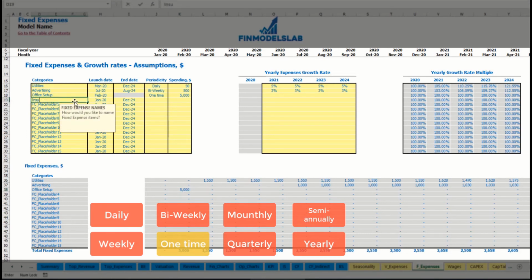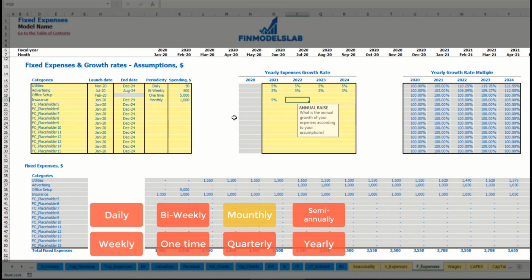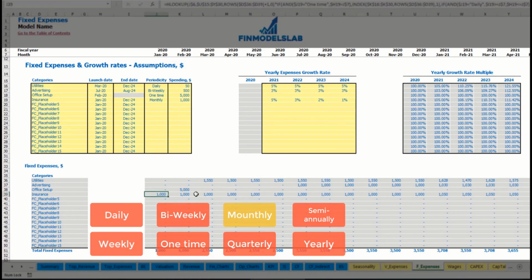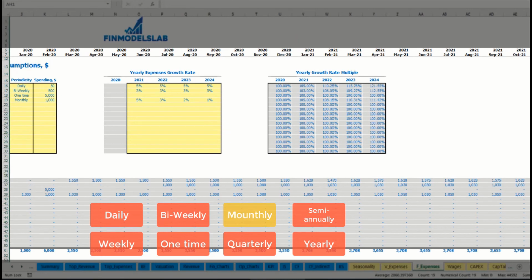Another option, insurance. Let it start from January 20 till the end of the model, and it can happen monthly with $1000 per month, with 5% of growth the first year, 3% of growth the second year, 2% of growth the third, and 1% year number 4. So you may see this calculation here. Starting from January 21, it will grow by 5%, which is $50. And starting from January 22, it will grow by 3%, which is additionally $32.